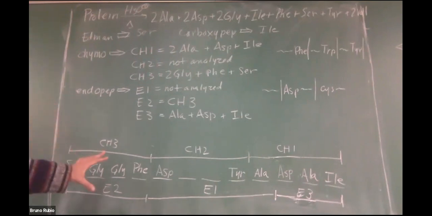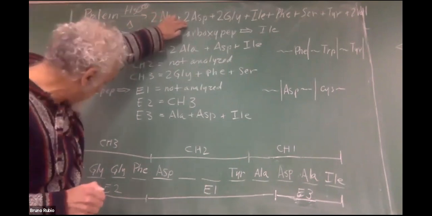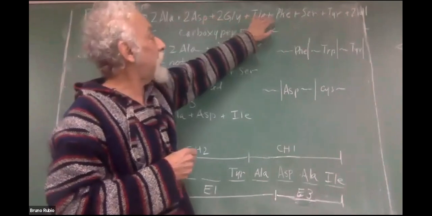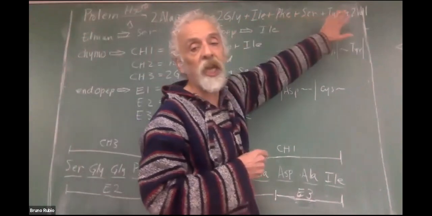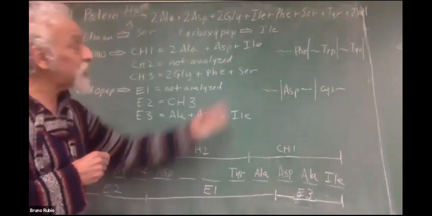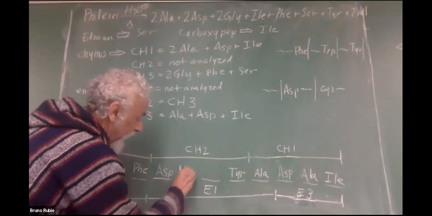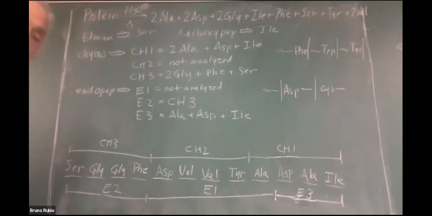We found a home for everything. Two alanines, check. Two aspartic acids, check. Two glycines, check. Isoleucine, check. Phenylalanine, check. Serine, check. TYR, check. We have two open slots. We haven't found a home for valine. So those valines have to live there.